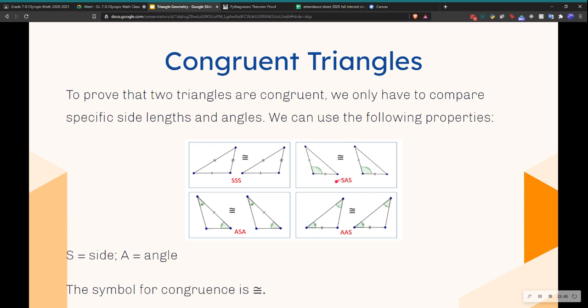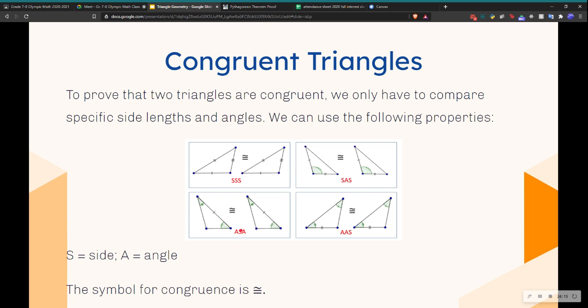Here are some different methods. This one's called SAS, so side, angle, side. Notice that the A is between the two S's. So there's an angle in between the two sides that you're comparing. When comparing, the angle has to be between those two sides. That's why it's called SAS. This one's used pretty often, actually.